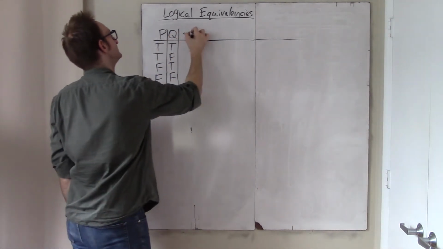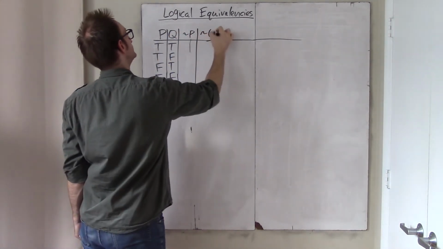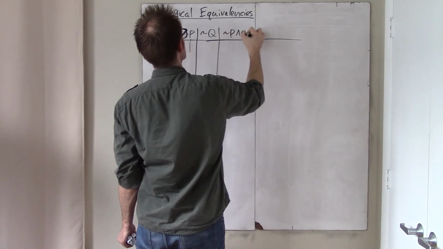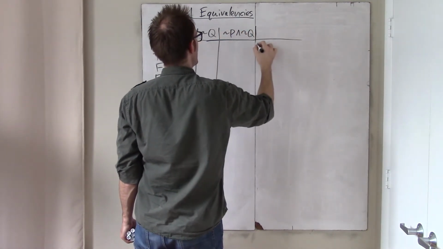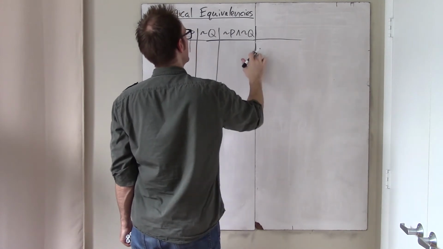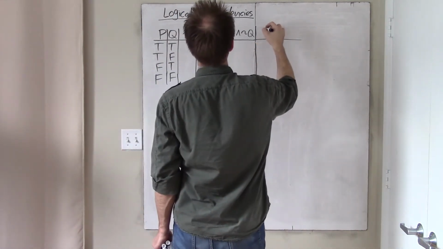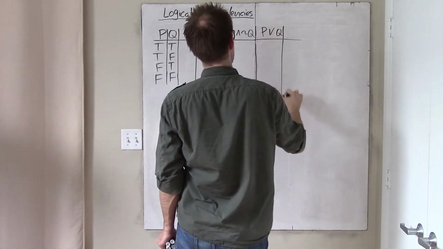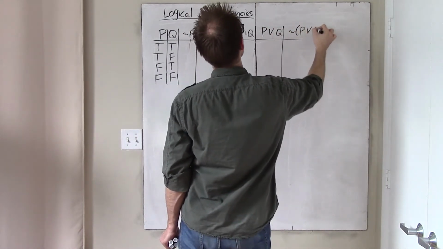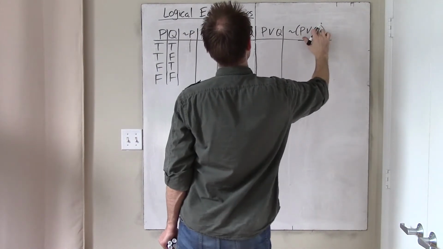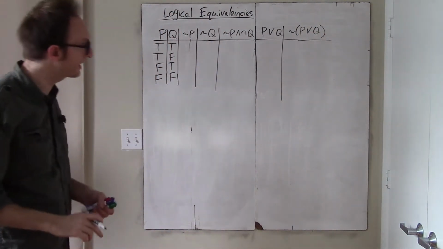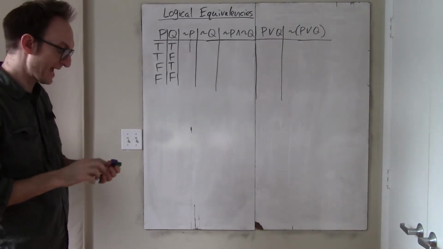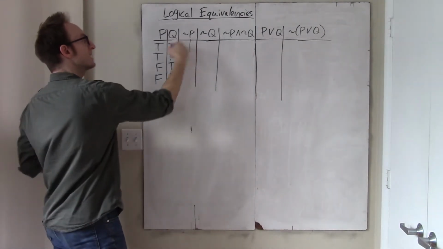Make not P, make not Q, make not P and not Q, make P or Q, and make not (P or Q). Okay, this actually kind of came up on the first packet, I think, but we just sort of skipped through that part. Okay, I can do this all at blinding speeds.